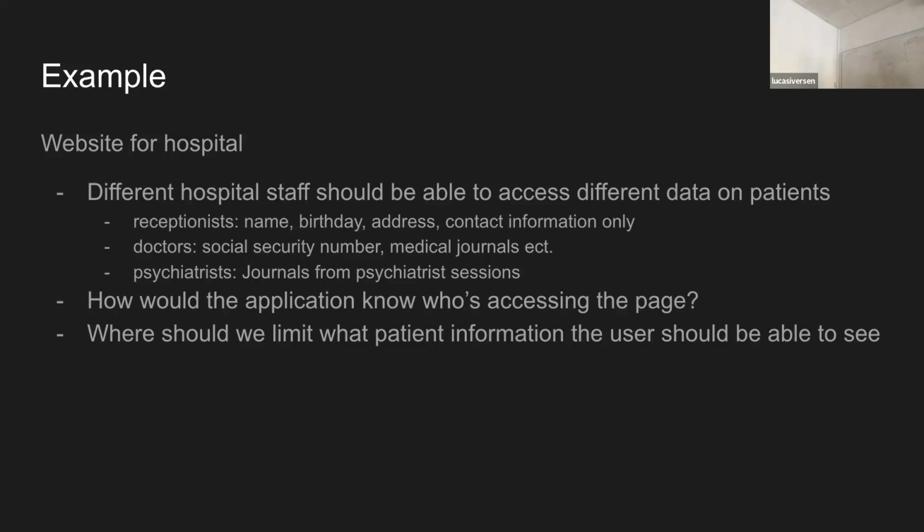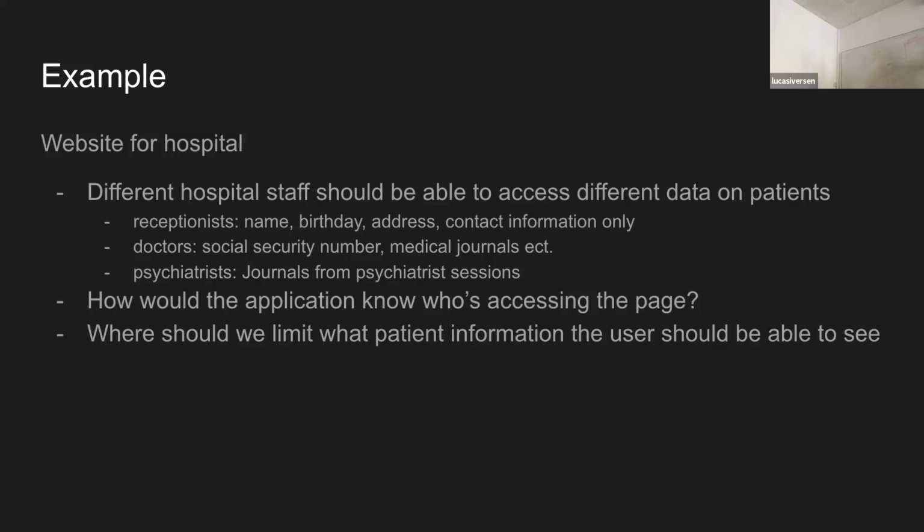They don't need to see my social security number, anything like this. The doctors should be able to see my social security number, and they should be able to see my medical journals, obviously also my name and these kinds of things. And the psychiatrist should be able to see journals from my psychiatrist sessions, right? The doctor shouldn't know about what I'm telling the psychiatrist. Only the psychiatrist should know, and vice versa. This person shouldn't know my medical journals.